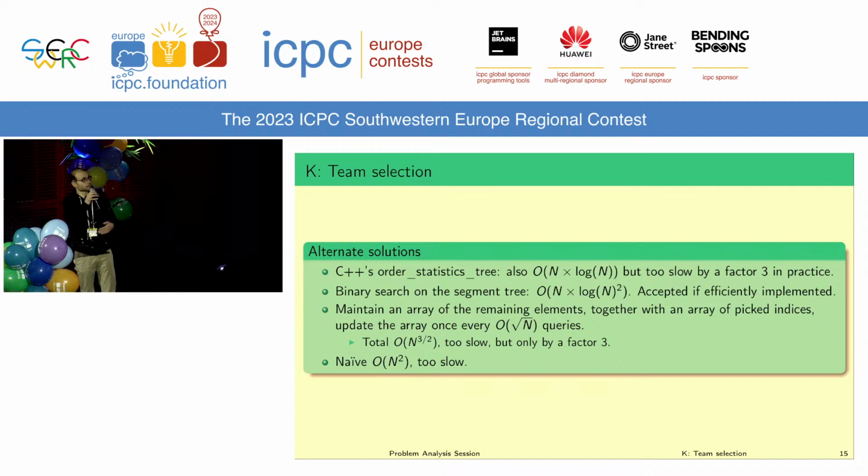There's another solution which goes as follows: maintain an array of the remaining elements and an array of picked indices of those elements, and then update this array every square root of n queries, which leads to a total complexity of n to the power of 3/2. It was too slow, but surprisingly not by too much, only by a factor of 3. And finally, of course, the naive n² solution was also far too slow.